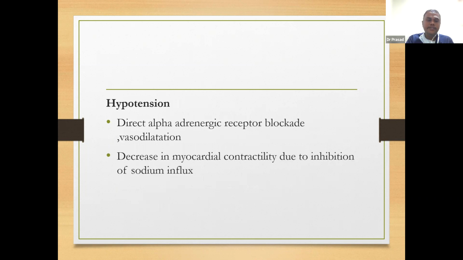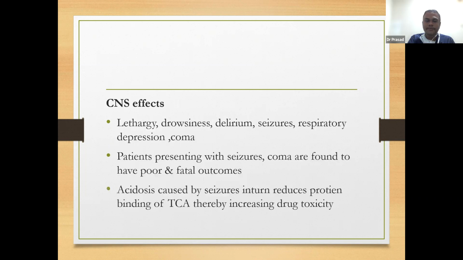And also hypotension because of direct alpha adrenergic receptor blockade and vasodilatation. And the other cause of hypotension is decrease in myocardial contractility due to the inhibition of sodium influx. What are the CNS effects that you can see in this? Lethargy, drowsiness, delirium, seizures, respiratory depression, and coma.